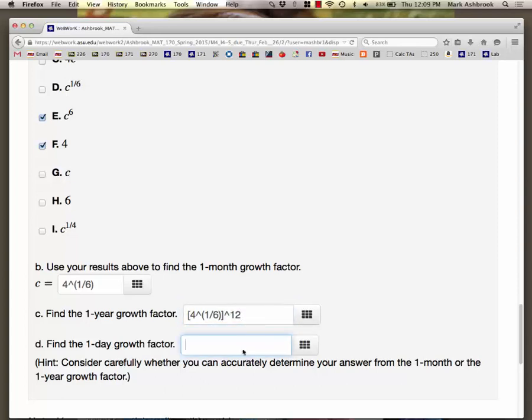One day. Now we want to think about, I guess this is a hint here: consider carefully where we want to get this 1 day growth factor from. Do we want to get it from 1 month, or do we want to get it from 1 year? There's a problem with getting it from the 1 month. What is it? Yeah, you might think you're going to do 1/30th, but some months have 31. We know February has 28. So year would be more accurate. So we're going to take the 1 year growth factor. I'll do parentheses, and I'll just copy and paste my answer from C.